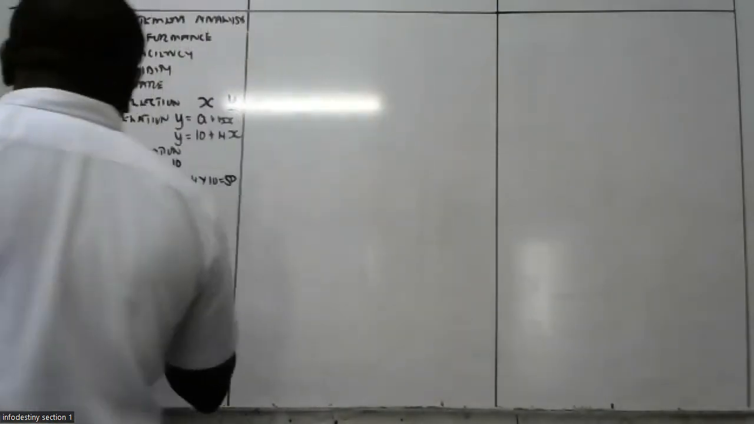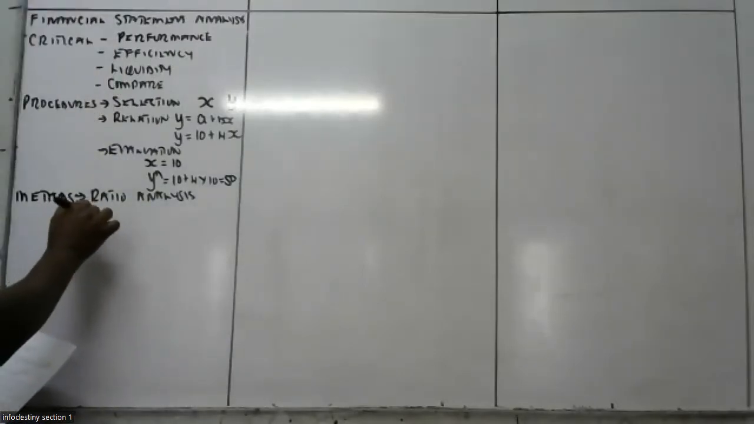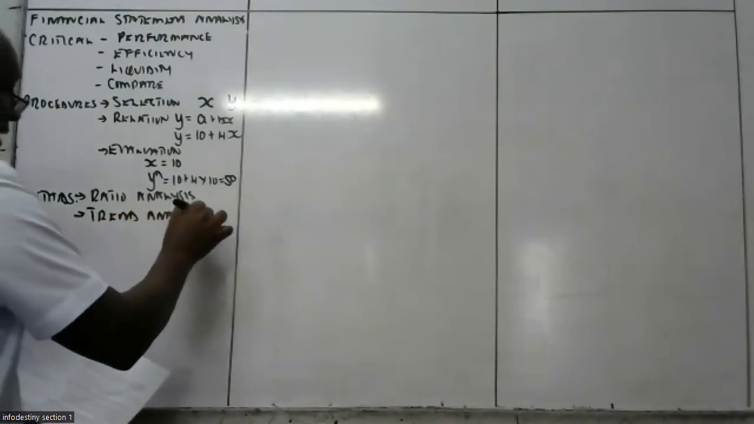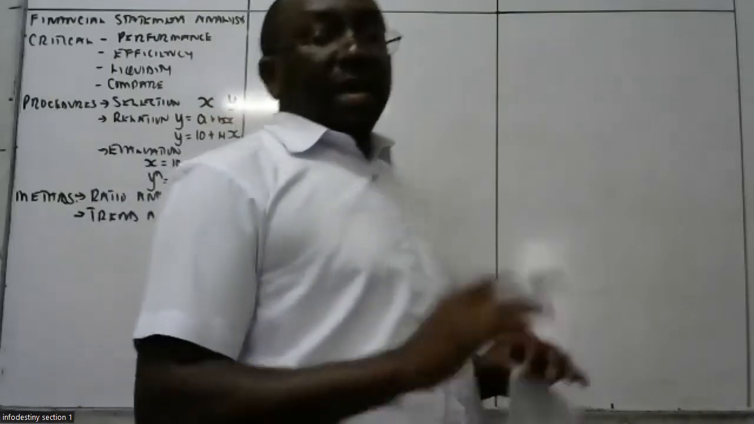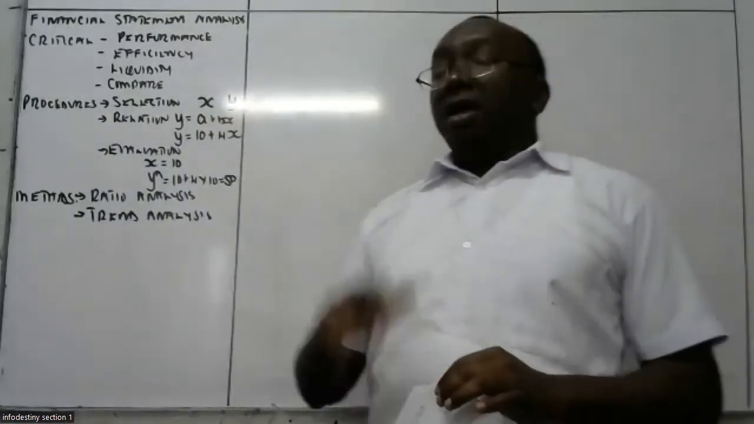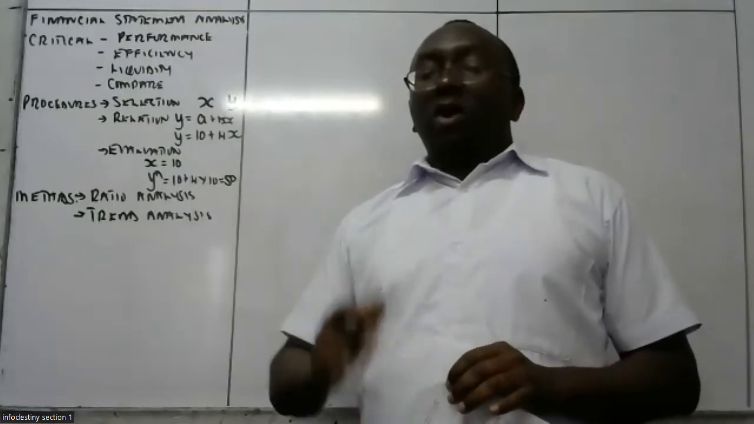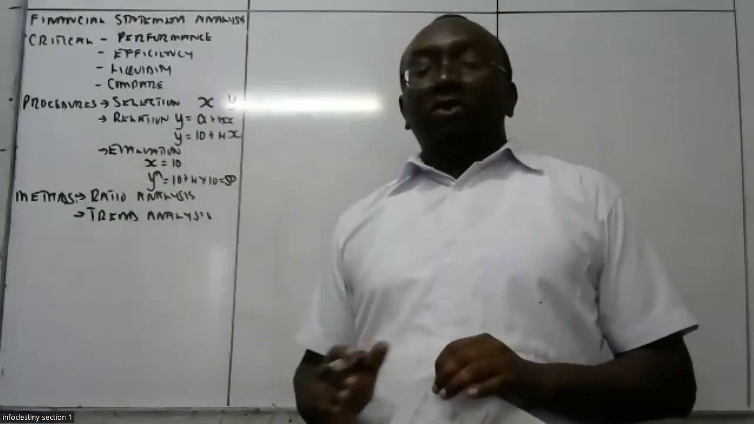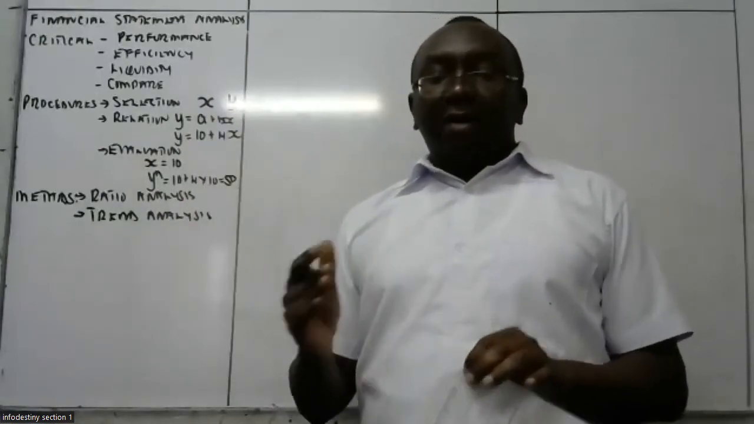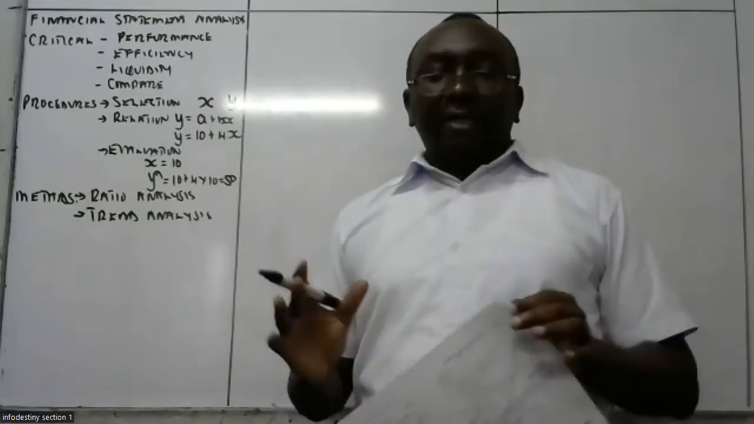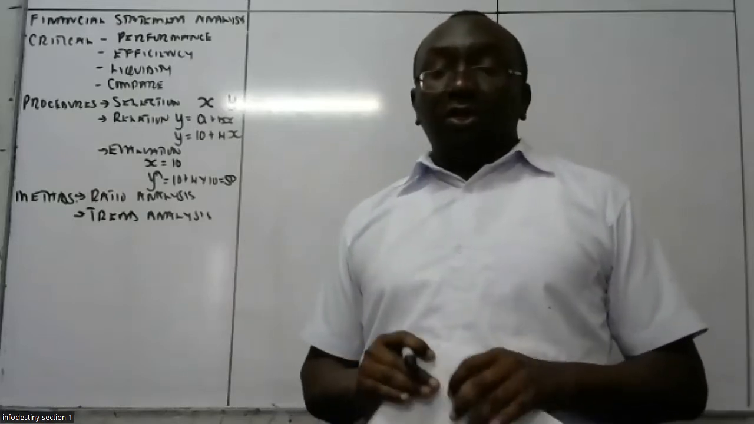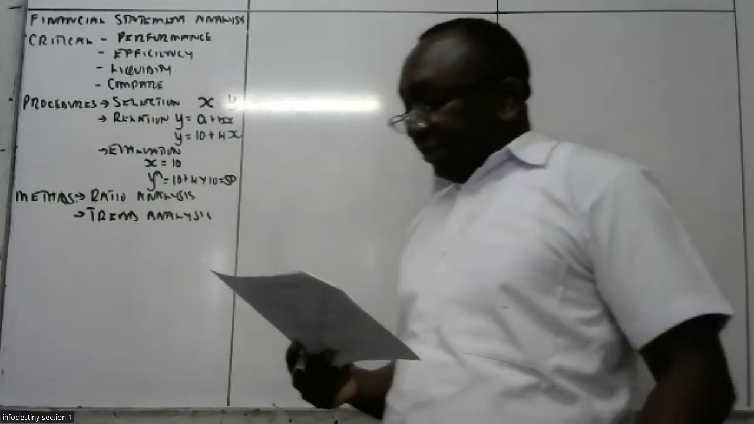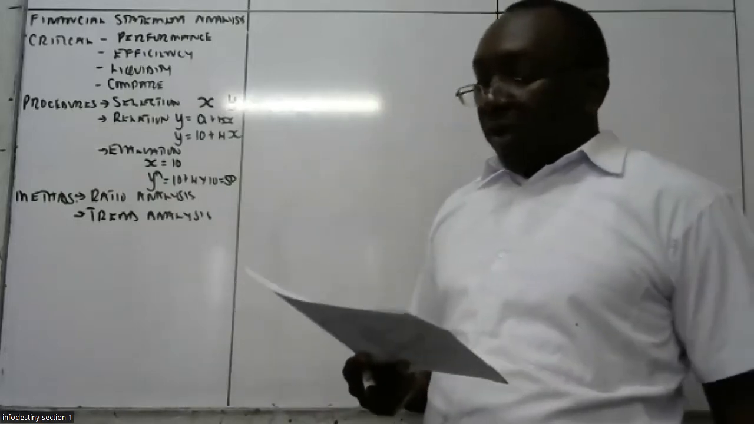The second method is called trend analysis. Now, trend analysis is what we covered in section 4, known as time series. And trend analysis is where you compare the performance of the company over different periods. You look at what they did in 2017, 2018, 2019, 2020, 2021, 2022. And that can help you to understand the company and even be in a position to project into the future. That is called trend analysis. And you have been given some figures there which you can look at.